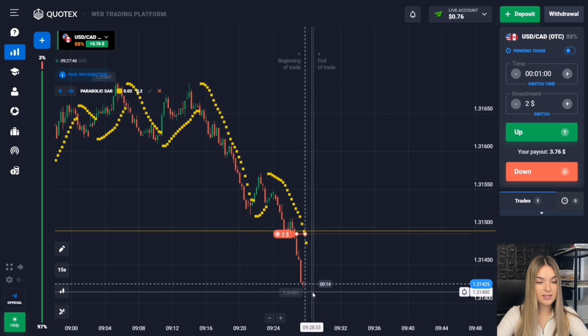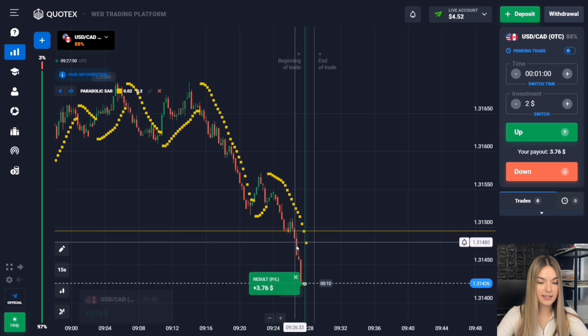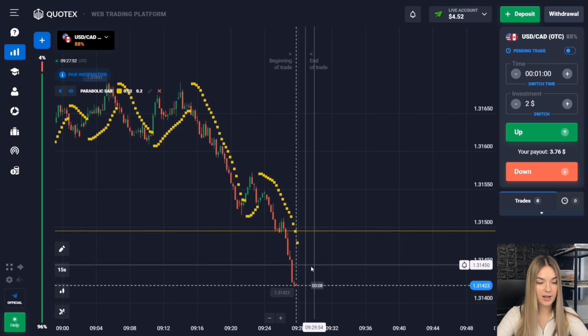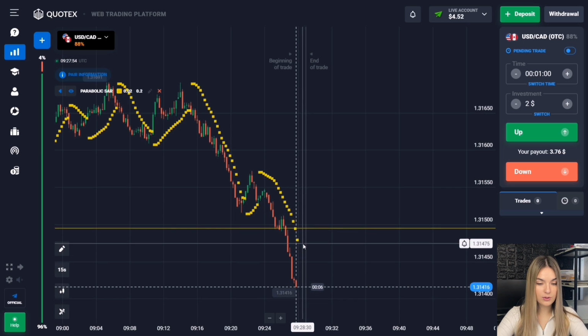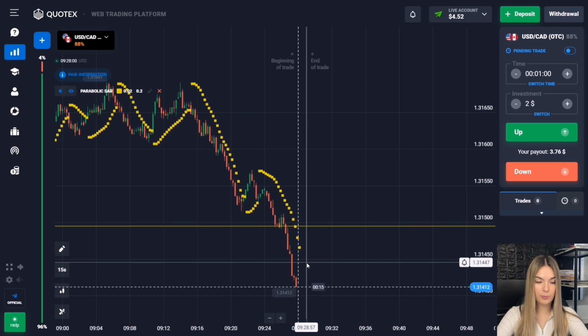Great friends, the price really continues downward movement and this level was broken, and here we are getting a great confident profit. 1 minute was enough for us. Also, this indicator gave us a good entry point and helped us to determine the further price movement. Let's continue and find the next entry point.